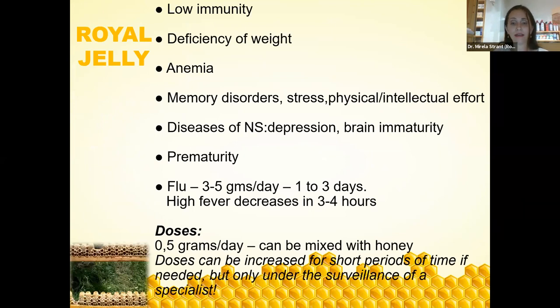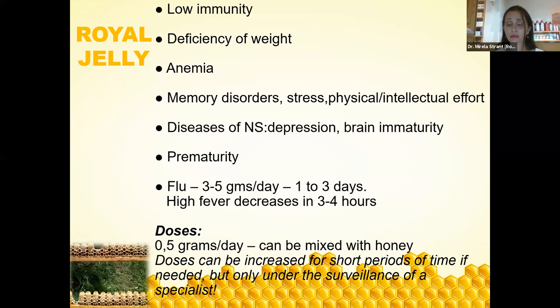And royal jelly, one of my favorite bee products. We all know it's extremely good for low immunity. Also, we use it for weight deficiency, anemia, memory disorder, stress, or physical or intellectual effort, and in diseases of the nervous system such as depression, even in children. When I say children, I also refer to teenagers, for brain immaturity.